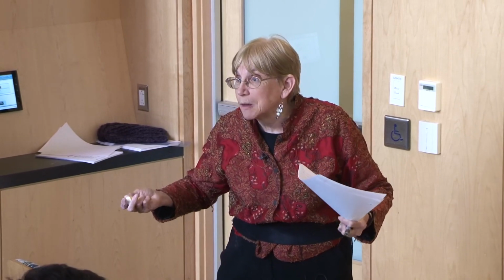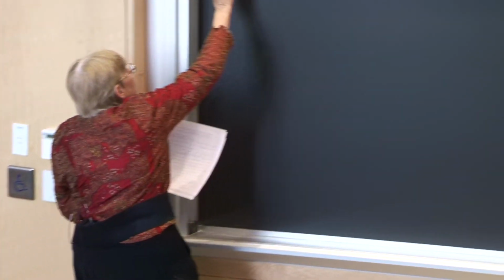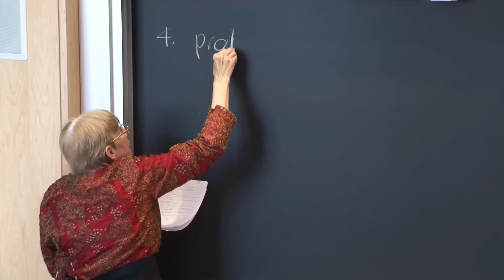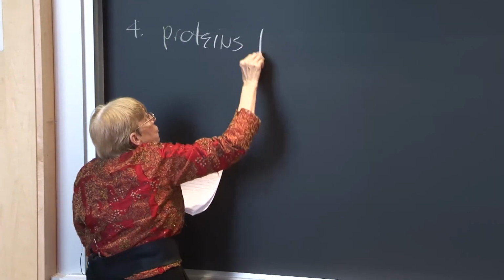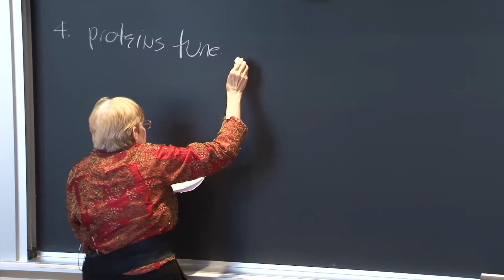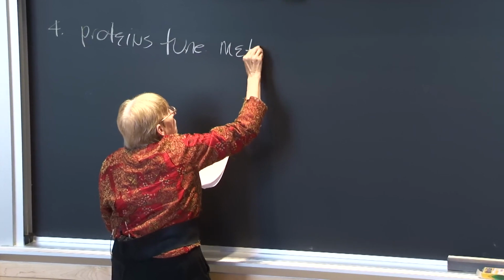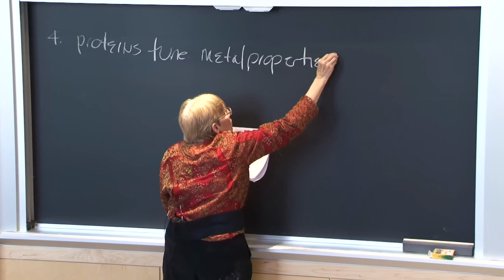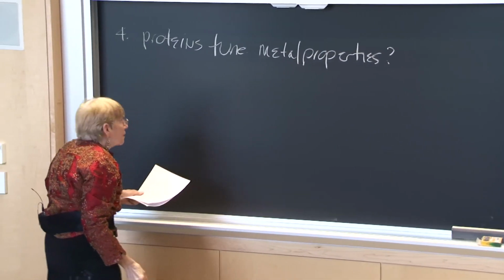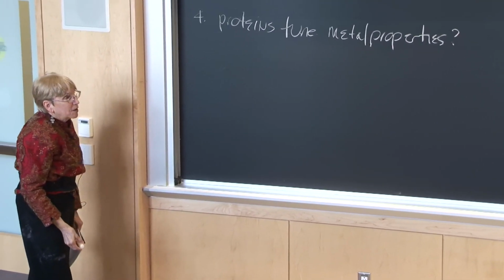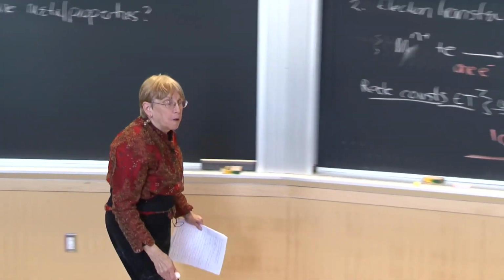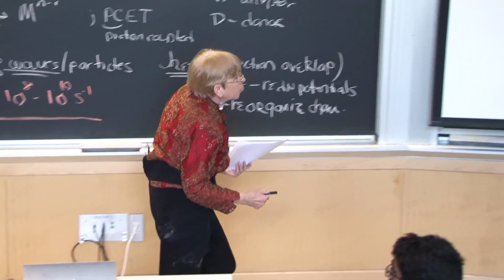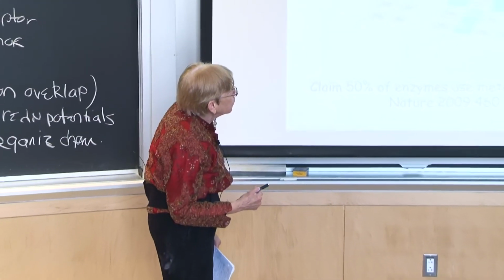It's the protein environment. So the last thing that one really needs to think about is how do proteins tune metal properties. Okay, so that's the big question, and we're going to spend a little bit of time talking about that. And to do that, I want to go back to the periodic table. Okay, so again, we're going to be focused on these metals.